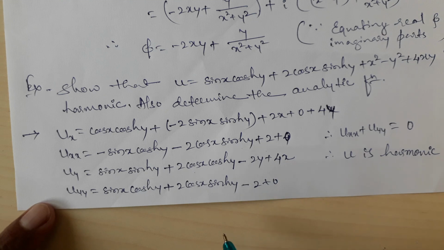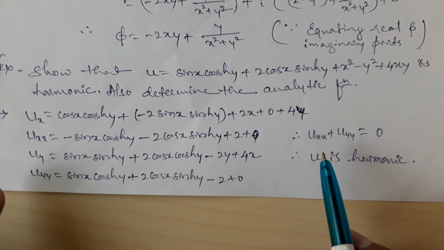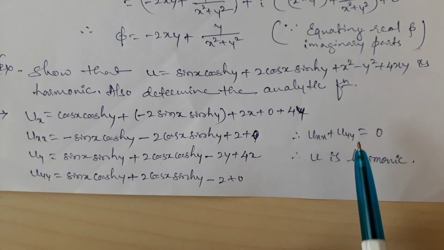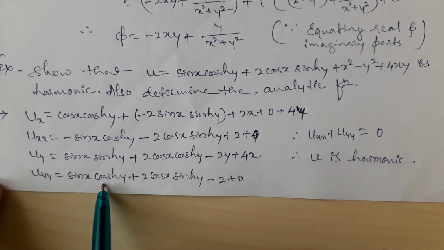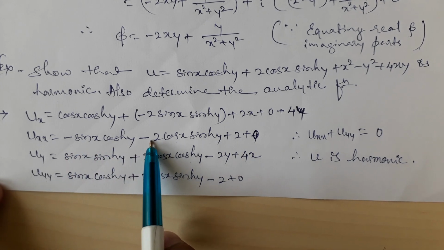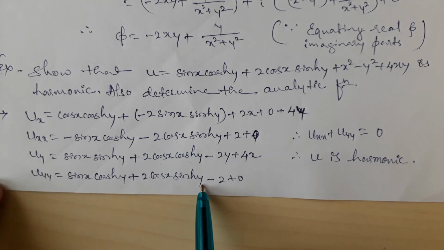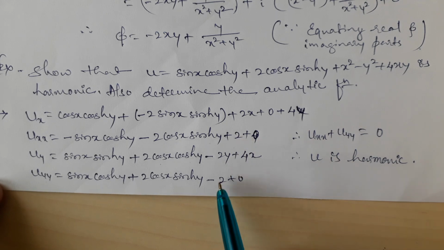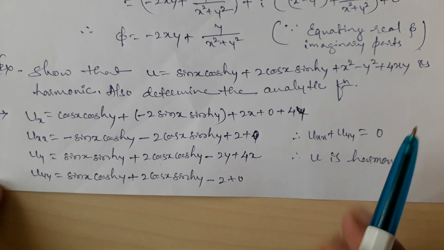Now we can take the addition of uxx plus uyy. Therefore uxx plus uyy: minus sin x cos hyperbolic y plus sin x cos hyperbolic y cancel, minus 2 cos x sin hyperbolic y plus 2 cos x sin hyperbolic y get cancelled, plus 2 minus 2 get cancelled, it becomes 0, hence u is harmonic.